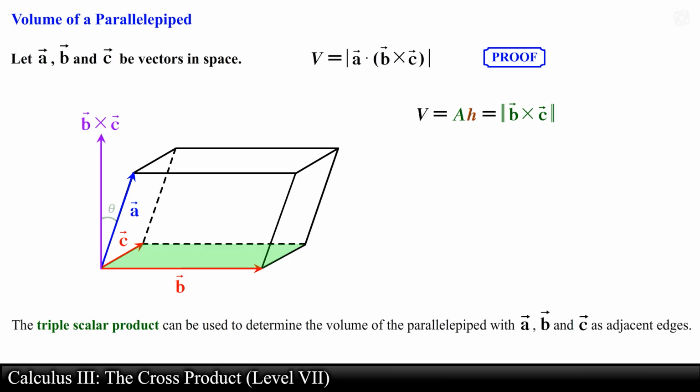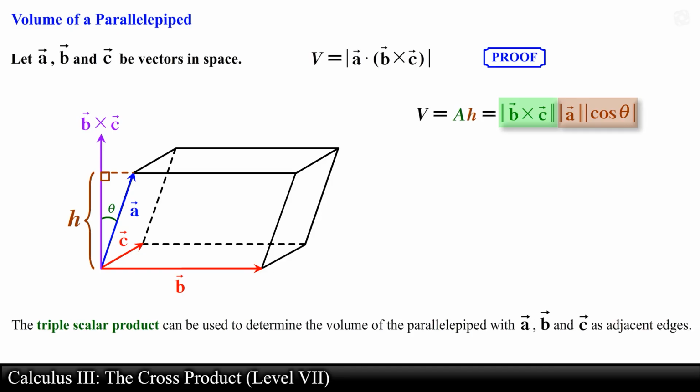Now, if we use theta to represent the angle between vector A and the cross product between vector B and vector C, then the height h of the parallelepiped will be equal to the magnitude of vector A times the absolute value of cosine of theta. Note that we must use the absolute value of cosine of theta instead of cosine of theta in the case when theta is greater than pi over 2, since we want the height to be a positive number. The volume of the parallelepiped is going to be equal to the area of the base times the height.